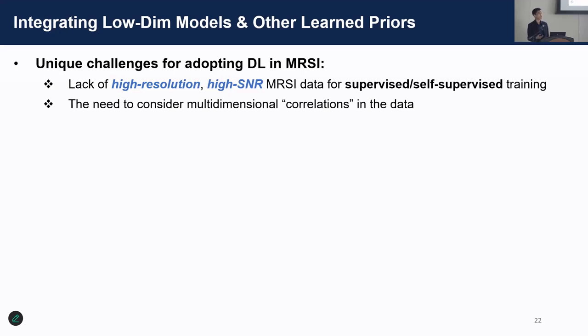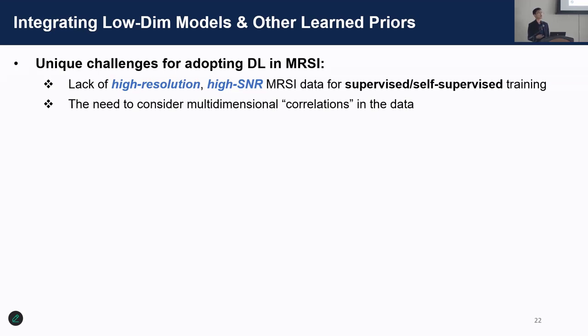So the unique challenge for this case is that compared to other deep learning-based MR reconstruction, it's really hard to obtain either high-resolution or high-SNR MRSI data. It's just very difficult, and those are typically needed for either self-supervised or supervised learning strategies. For example, for a self-supervised data splitting strategy, you still prefer to have higher SNR data. In the meantime, you do need a strategy to effectively account for this multidimensional correlation: spatial, temporal, spectral, and parameter dimensions in your data.